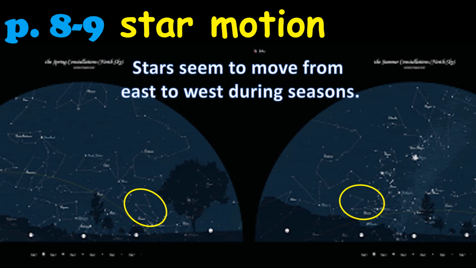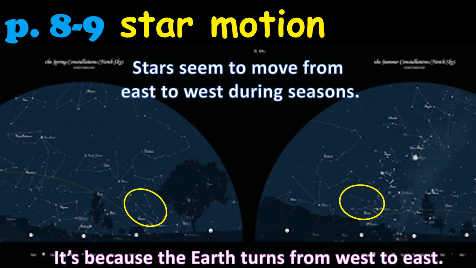Well, they're not actually turning. It's just because the Earth is traveling around the sun, and with our orbit and our tilt, it makes it look like the constellations are moving. But the constellations are always going to stay in the same location. It's us that changes, right?